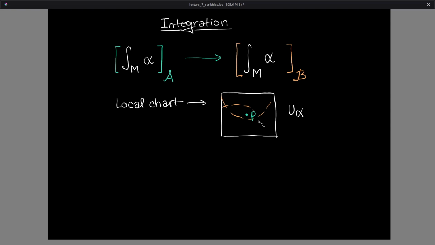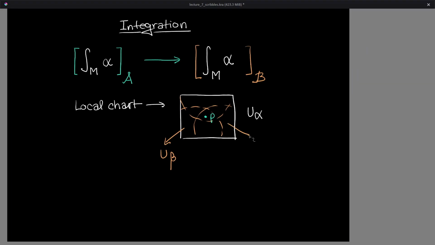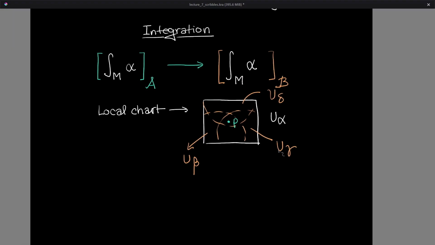So there could be multiple local patches that overlap this region, right? Let's say that this one is U alpha, this one is U beta. Let's say that this one is U gamma and U delta. So we're going to have a contribution from each of the local charts. And so how do we pick which presentation of P is going to be the true one, right? And our answer is going to be that we're not going to choose any of them. We're just going to make sure that whatever choice that we make, it doesn't actually matter.